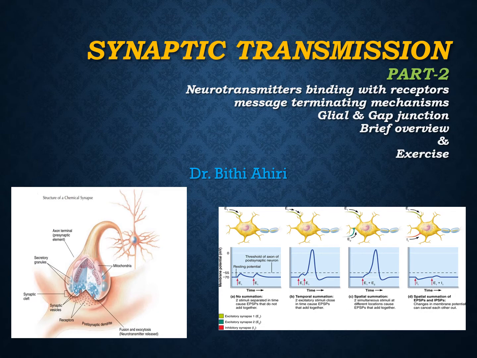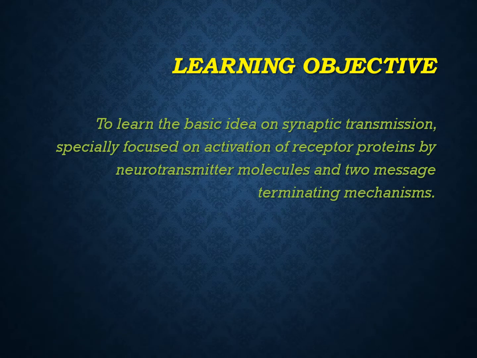This is part 2. In this discussion, we are going to cover neurotransmitters binding with receptors, message terminating mechanisms, glial and gap junctions, a brief overview and the relevant exercises. Our learning objective is to develop a basic idea on synaptic transmission, especially focused on activation of receptor proteins by neurotransmitter molecules and two message terminating mechanisms.